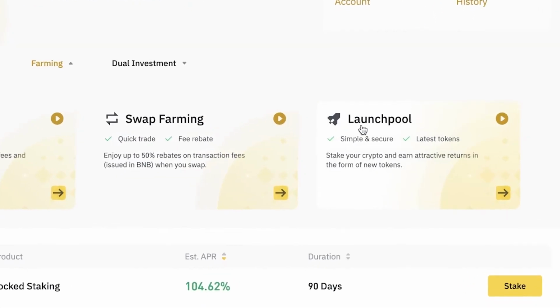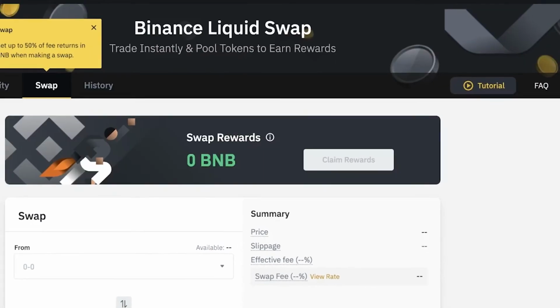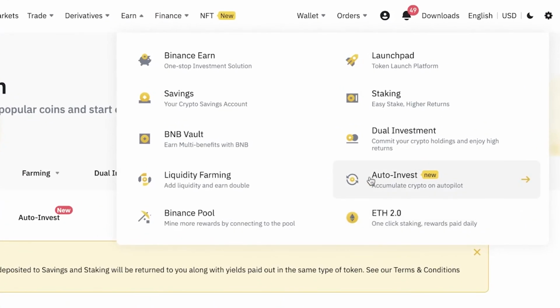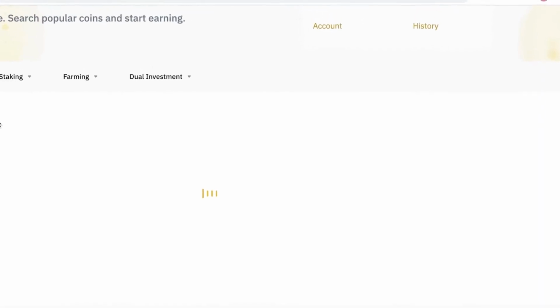Now you also have things like launch pool, where you can stake your own crypto money and earn rewards, and you can also get 50% rebates on transactional fees when you swap your crypto tokens using swap farming as well. So depending on the type of earnings you want to do, you can choose anything you like. Now for most people, auto investment is probably the simplest method to earn. And then you also have the basic Binance Earn with savings.